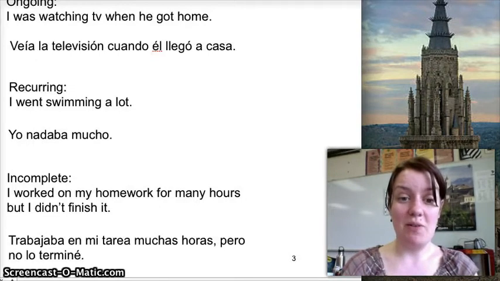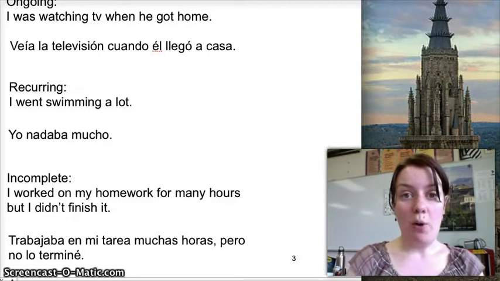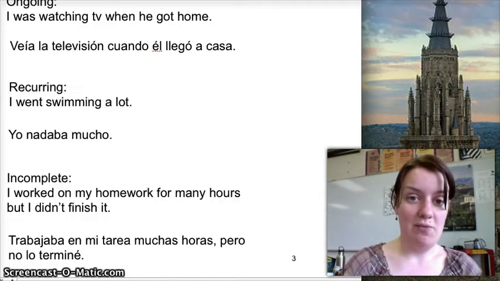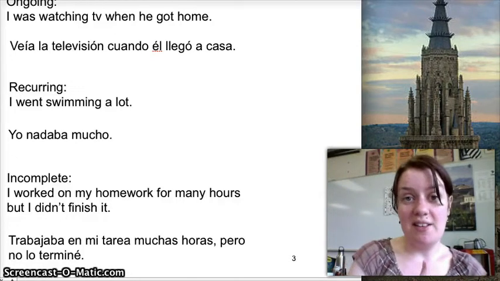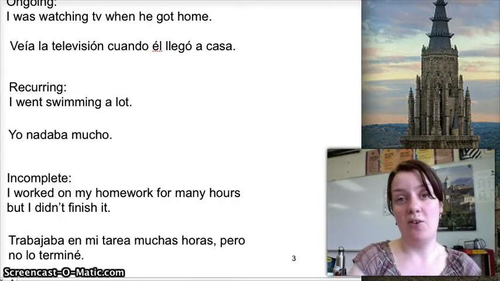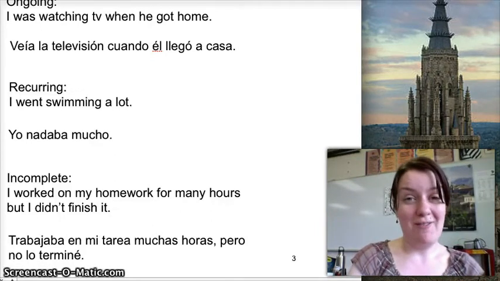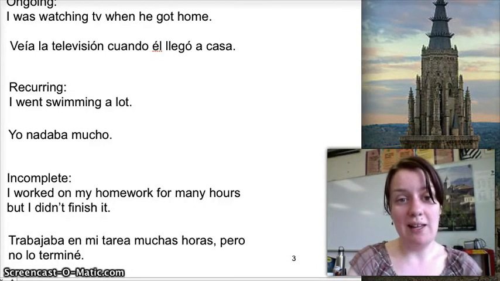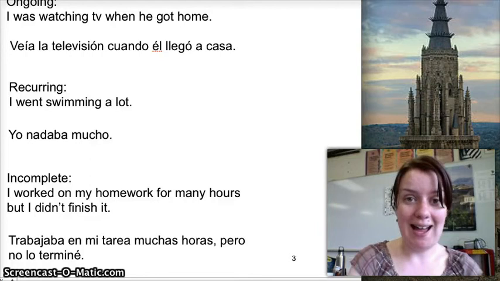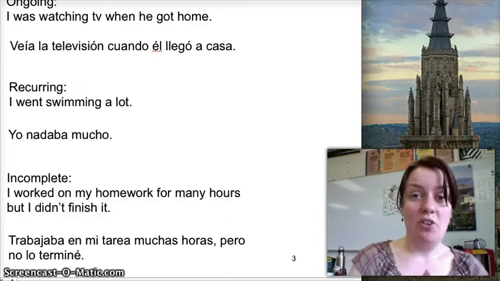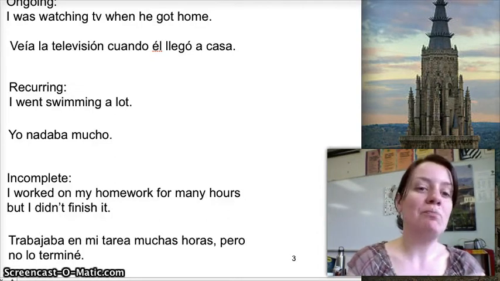Going back to sort of the meaning, ongoing, for example, we mean things like I was watching TV when he got home. Watching TV is considered ongoing because I'm not saying how long I was watching it. I'm just saying when he got home, I was still watching it. So I could have turned the TV on 5 minutes ago, or I could have been watching TV all day. So, veía la televisión cuando él llegó a casa. Llegó is preterite. Why? Because arriving home is an event, whereas watching the TV is my ongoing thing.